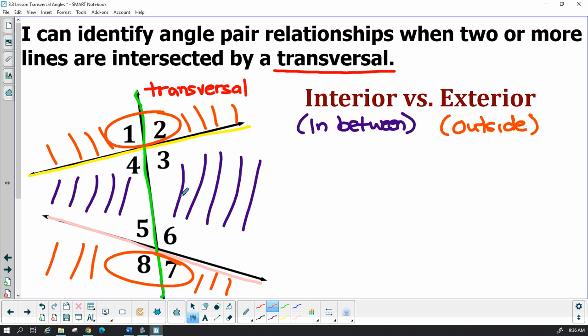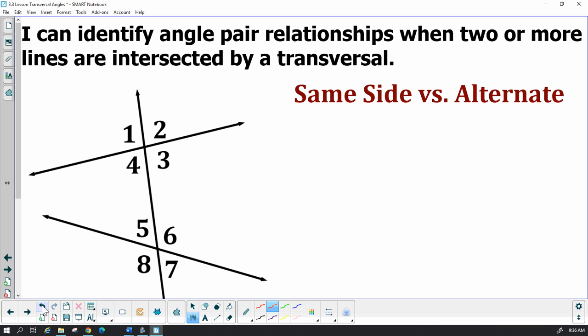And so we have two sort of locations that angles can be. They can be interior or they can be exterior. We can also talk about being on the same side or alternate sides.